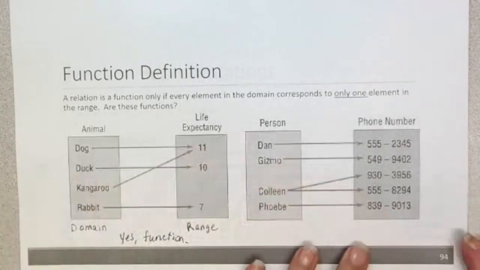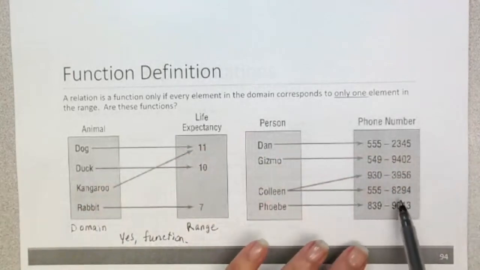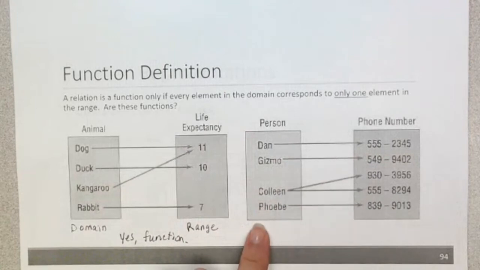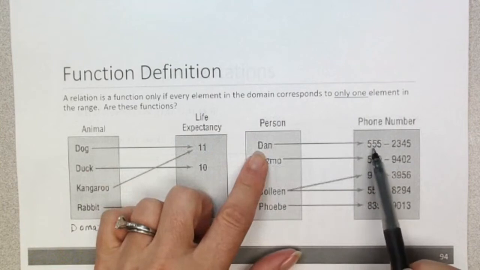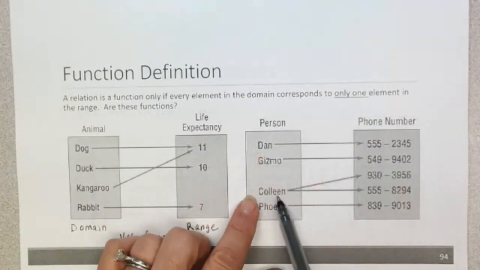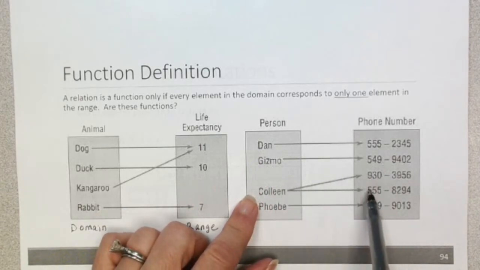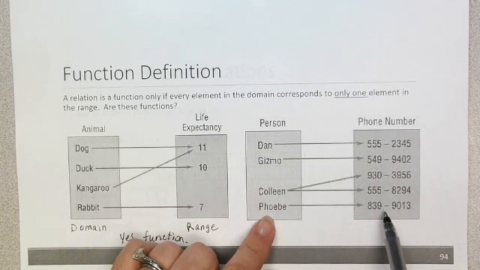If we look at the second example over here, this relation relates phone numbers to people, or people to their phone numbers. Dan's number is 555-2345. Colleen still has a landline, right? Colleen has 2 phone numbers, so she has a landline and a cell phone. Phoebe, however, just has 1.